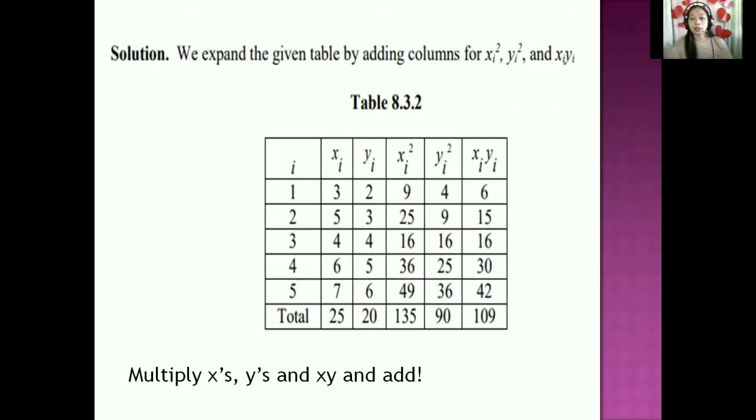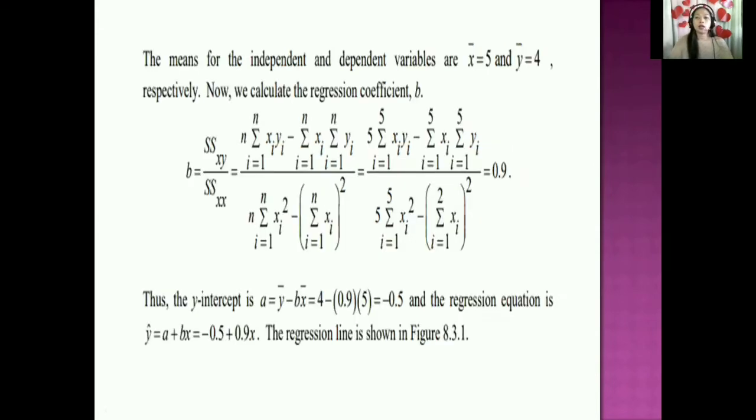So when we expand the table, it will look like this. All you have to do is multiply x times x, that is x squared, y times y, that is y squared, and then multiply x times y, that is xi yi. Then add everything up. And then you can solve for the mean. I think you are already very familiar with how to solve for the average, or the mean, of the x and the y. So using manual computation, we use this formula and divide it by this formula, and then you will be getting 0.9.